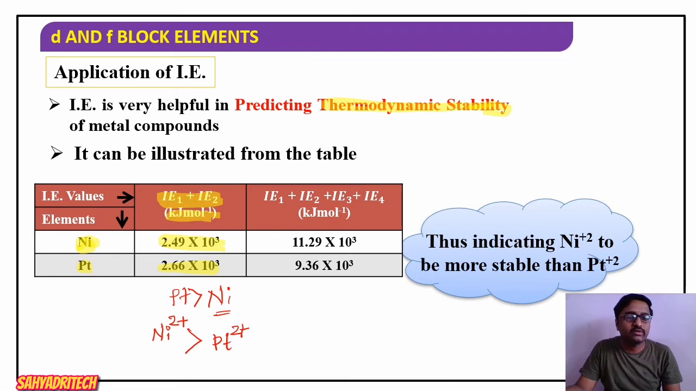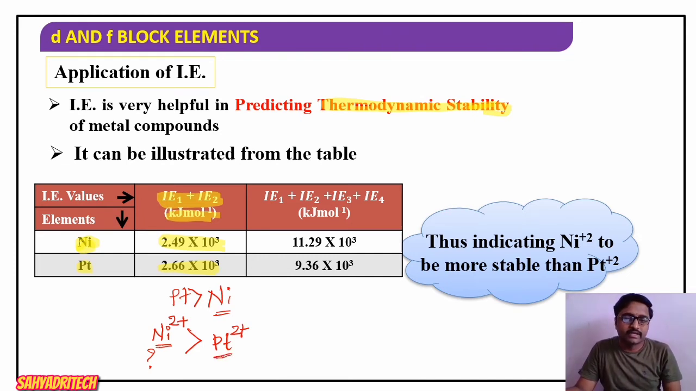So why is Ni2+ more stable? It means the sum of the first and second ionization enthalpy is less. Less energy is needed to remove the two valence electrons. Therefore, Ni2+ will be more stable compared to Pt2+.